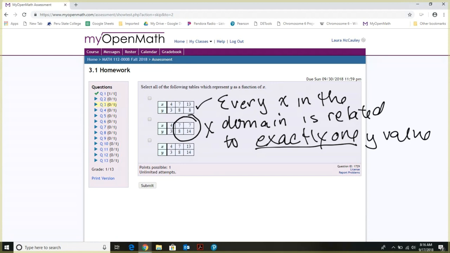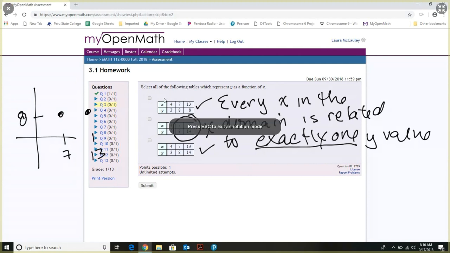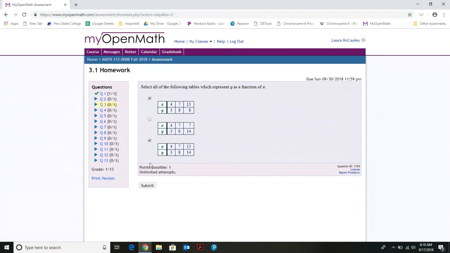And in the last one, let's see, 4 goes to 3, 7 goes to 8, 13 goes to 14. We're good. Notice in that first one, both the 7 and the 13 went to 8. That's fine. They're 2 different values. If you were to look at those on a graph, I go over 7, I go up 8. This is not very accurate. Then if I go over 13, I also go up 8. But notice that's fine. That doesn't mess up our vertical. It would mess up the horizontal line test, but that's a whole different story. So these represent y as a function of x. So the first and last one are cool.